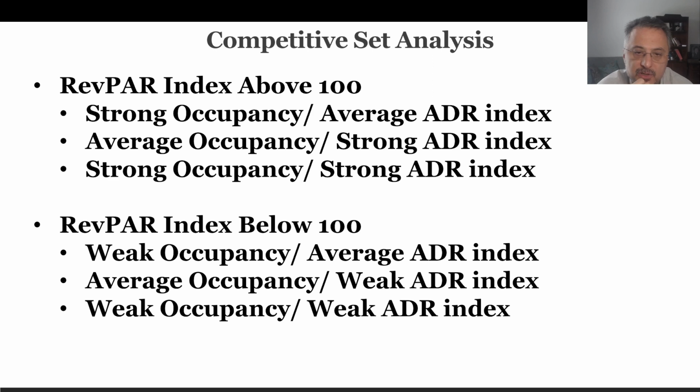The second example is average occupancy with a strong ADR index. In this case, guests perceive strong value at the current rate structure, which means even though you are charging more, your occupancy is still at the same level as the comp set. So it might be a good idea to, for example, offer a discount if you want to select demand periods and fill more rooms.